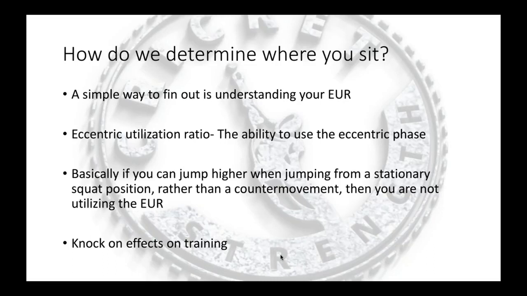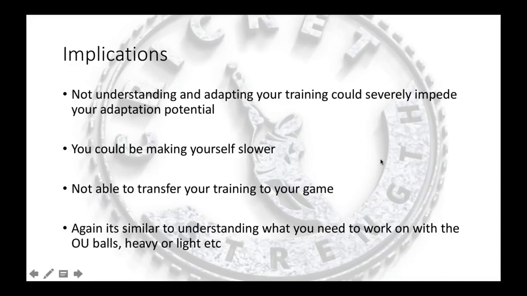And again, knowing where you are has massive knock-on effects to your training. So the implications we can have here, not understanding and adapting your training can severely impede your adaptation potential. This is huge, absolutely huge, really, because if we've got a guy who grunts the ball down and we need to get him quicker, but we just stick to strength, then we're going to be actually making them slower.